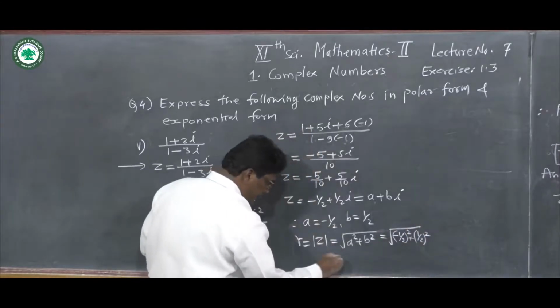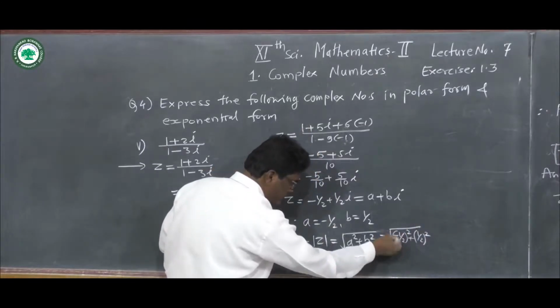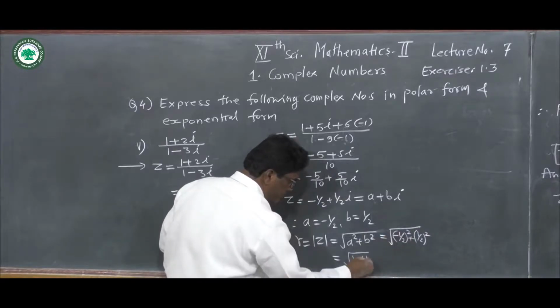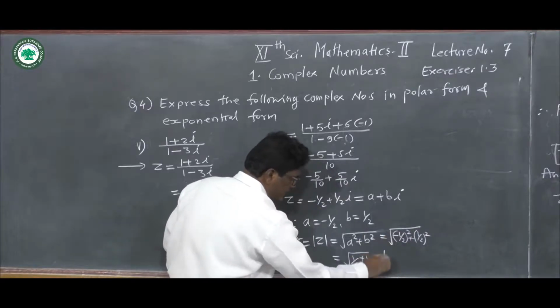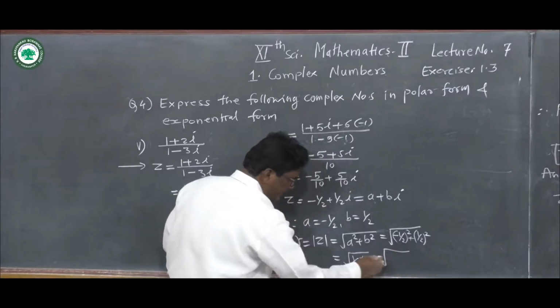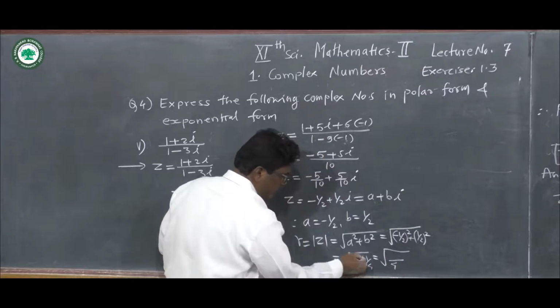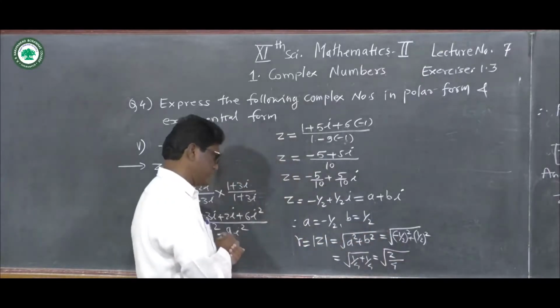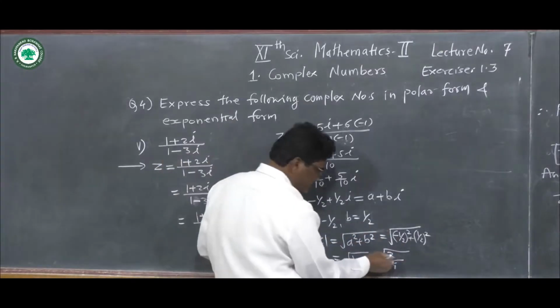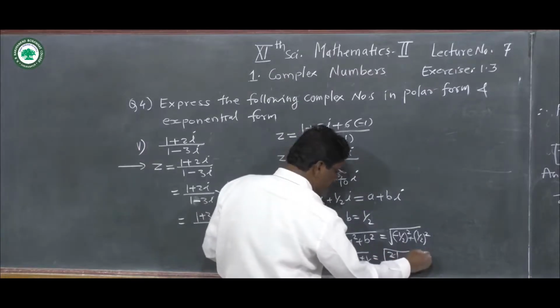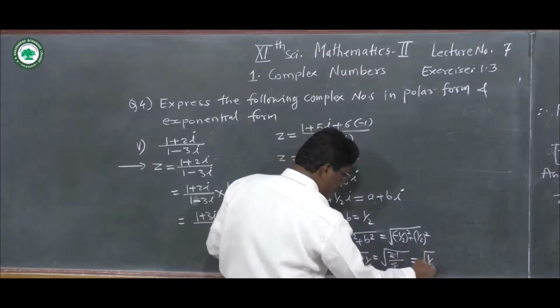So we get it as under root of (1/2)² plus (1/2)², which is 1 by 4 plus 1 by 4. In the denominator 4 is the same, so 1 plus 1 is 2 upon 4. 2 ones are 2 and 2 twos are 4. So it is equal to under root of 1 by 2.